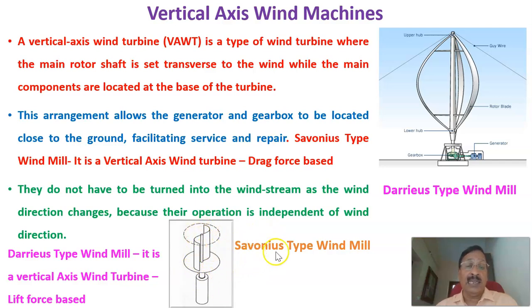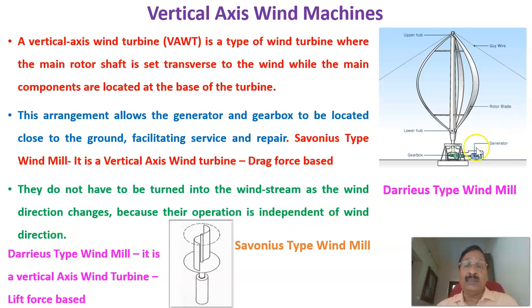This is a Savonius type of windmill. You can see that in this type, we are using drag force to rotate the blade. They do not have to turn into the wind stream as the wind direction changes, because their operation is independent of the wind direction.